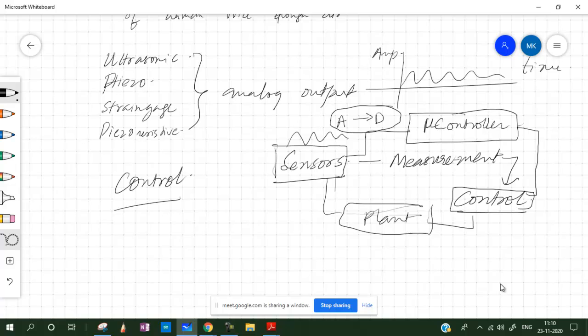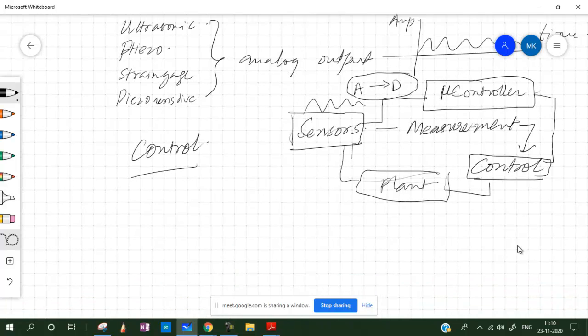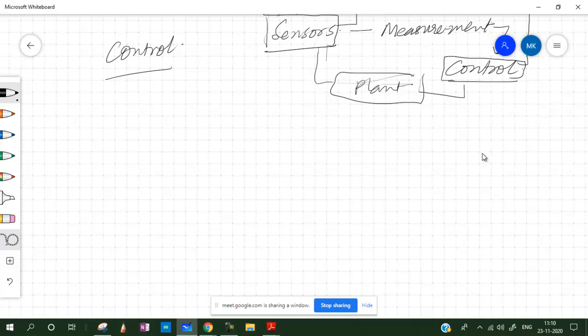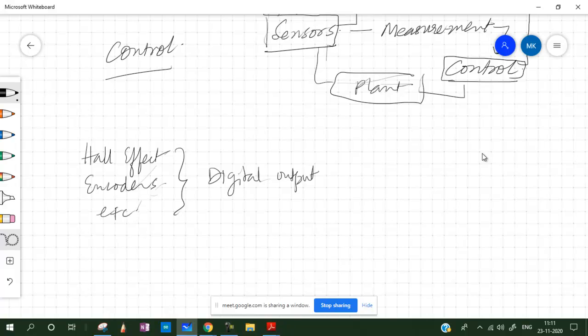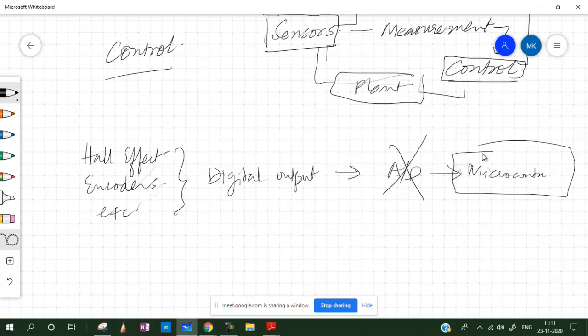On the other hand, we do have some sensors, maybe the Hall effect sensor we just talked about, or some encoders, optical encoders, maybe some other examples also, which have a directly digital output. So they directly give you a digital signal. Those types of sensors generally do not require analog to digital conversion, because it's already a digital signal, so it can directly be interfaced to the microcontroller.